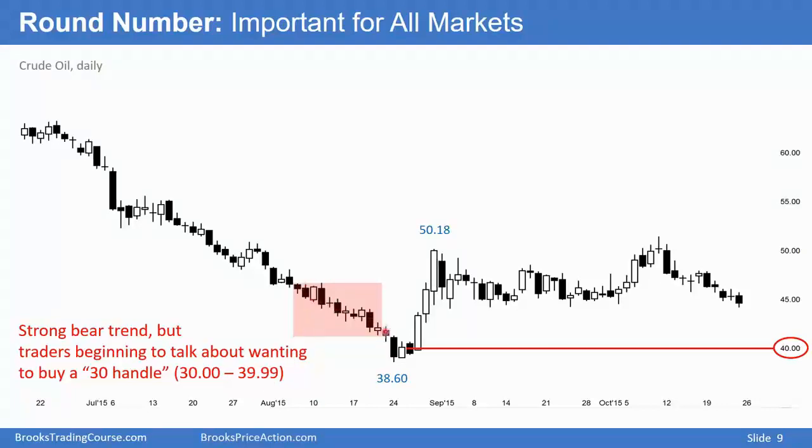When the market starts to get near 40, it usually is going to fall below 40 because traders want to see what will happen if it gets a 30 handle. Will it collapse down to 30? Will it collapse down below 30? Or will buyers come in? Part of this strong sell-off is that. It's a vacuum test of the 30 handle.